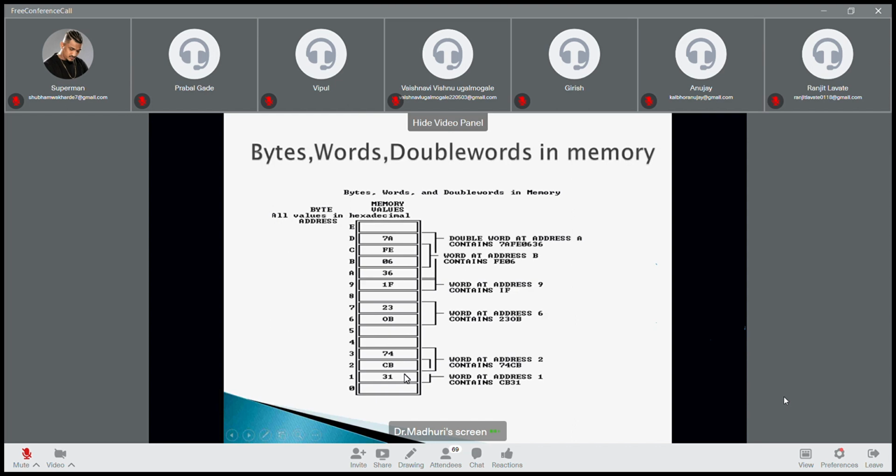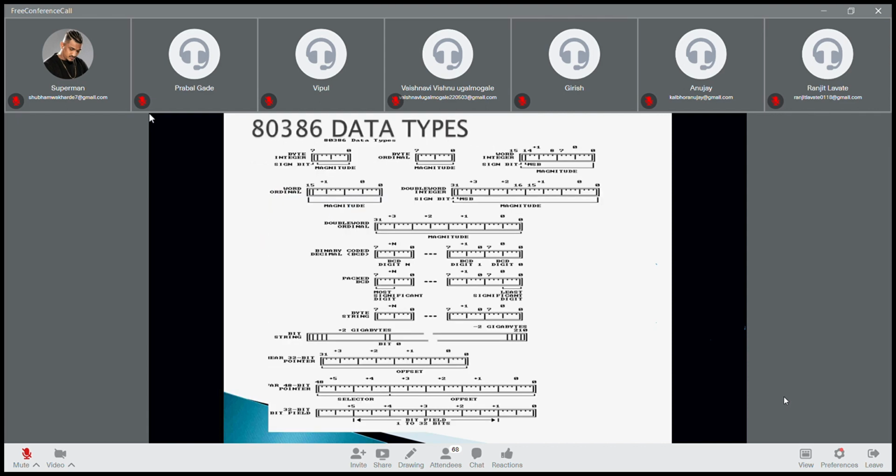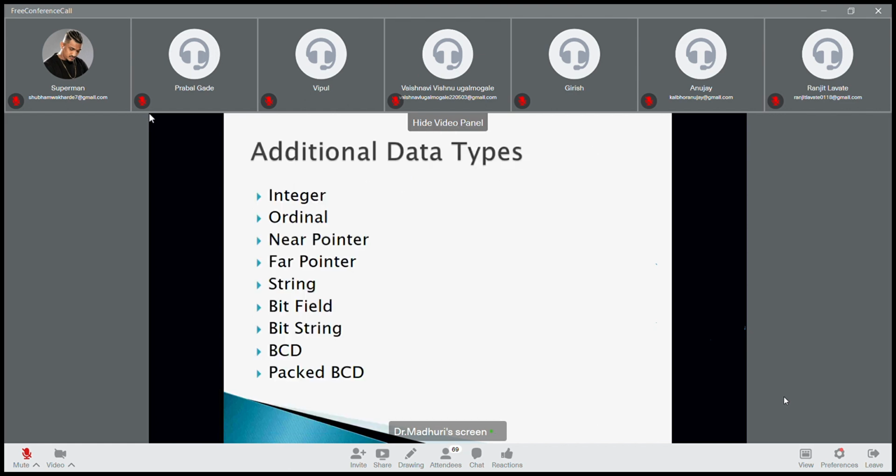Now the next. These are the basic data types, that is byte. The additional data types are integer, ordinal, near pointer, far pointer, string, bit string, BCD and packed BCD, that is binary coded decimal. Okay. Now here we will see one by one. 80386 data types. First is the byte, second one is the word, third one is the double word. Then a bit pointer is there. Integer is there.